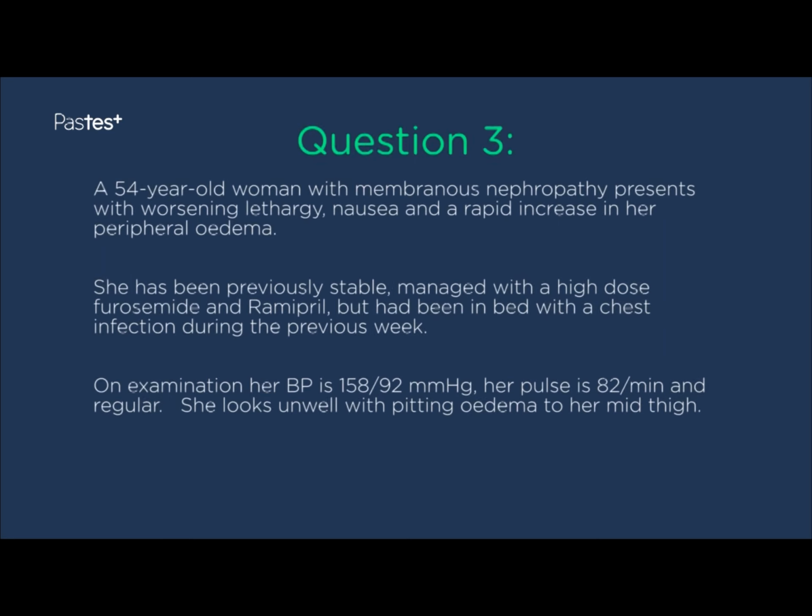Our third question concerns a 54-year-old woman with membranous glomerulonephritis who presents with worsening lethargy, nausea, and a rapid increase in her peripheral edema. She has previously been stable but managed with high-dose furosemide and ramipril, but she'd been in bed with a chest infection during the previous week. On examination, her blood pressure was 158/92, her pulse 82 and regular. She looks unwell with pitting edema to her mid-thigh.